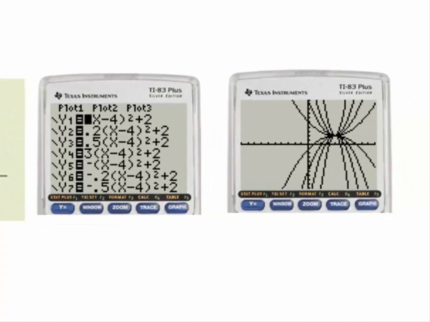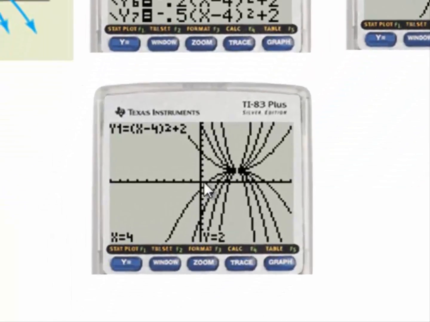Hitting graph, we see that the family of functions have moved from 0, 0 to a vertex point of 4, 2. And if we want to verify this, we can hit the trace and put it on the vertex, and we can see when x is 4, y is 2. We have verified the vertex is 4, 2.